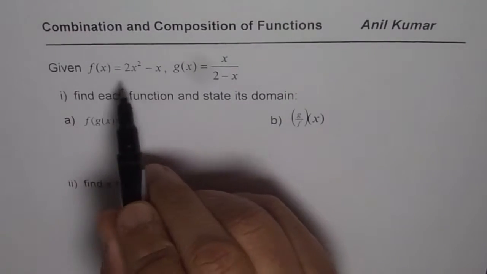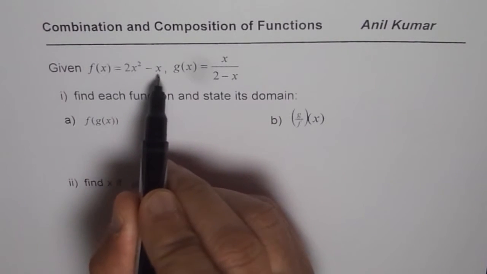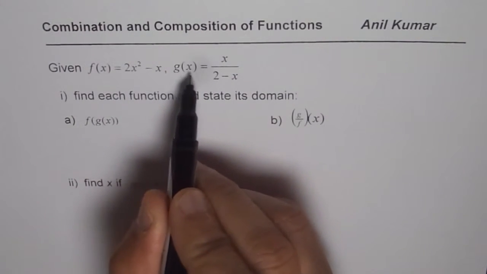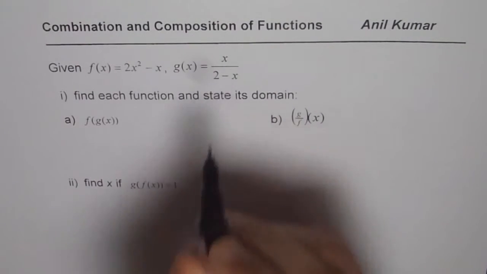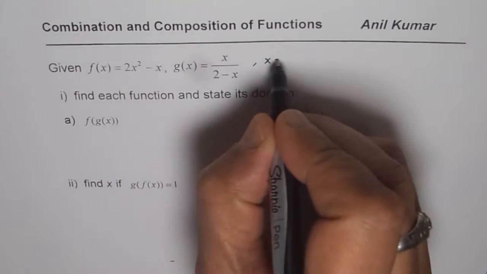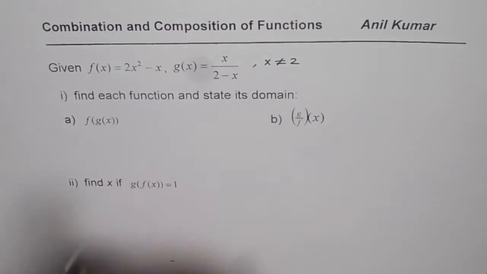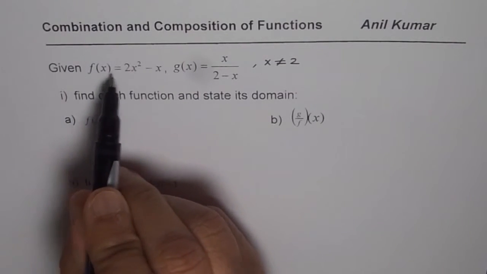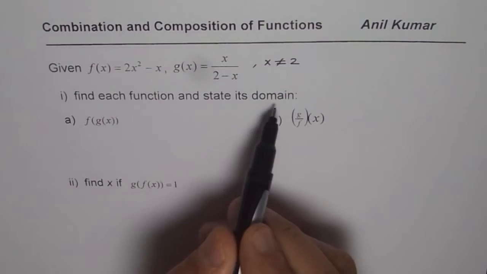So let's begin with our functions. f of x equals 2x squared minus x is a parabola which has no restrictions. g of x is a rational function which has a restriction. So let's write that x is not equal to 2. So g of x domain is restricted. Domain of f of x is not restricted. Find each function and state its domain.